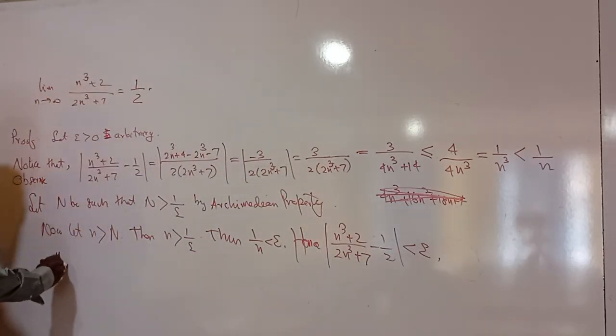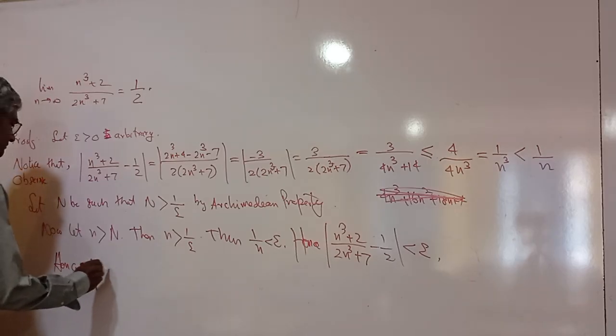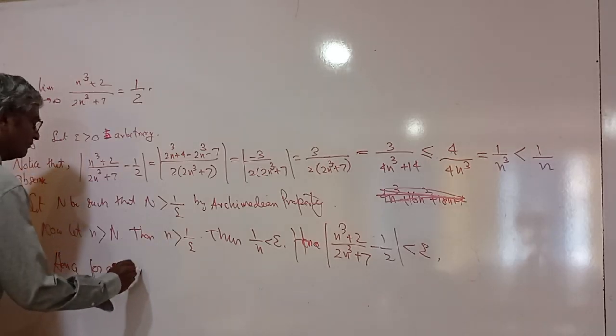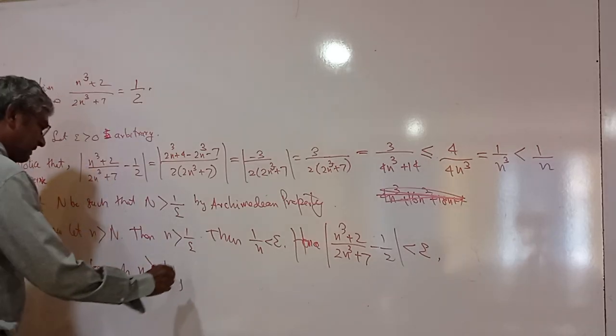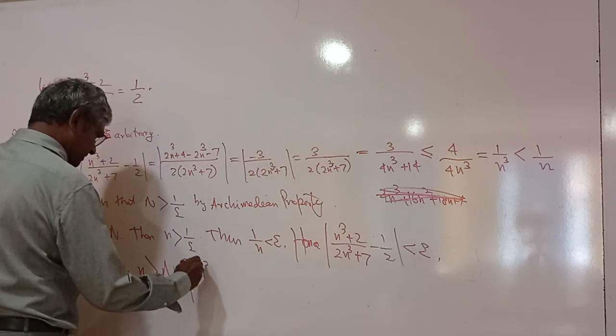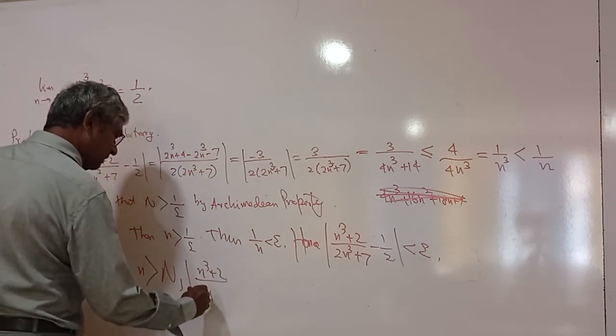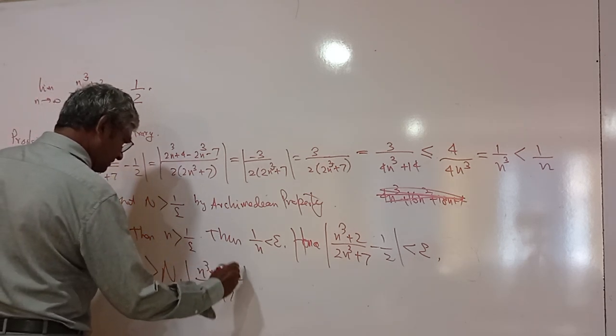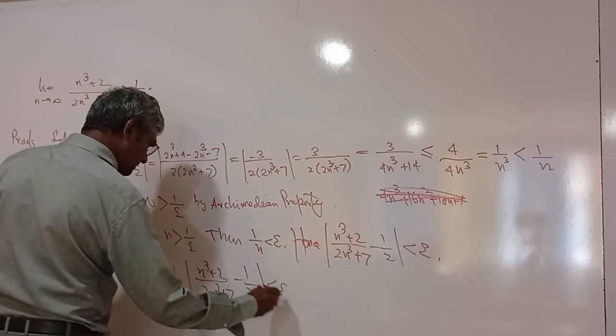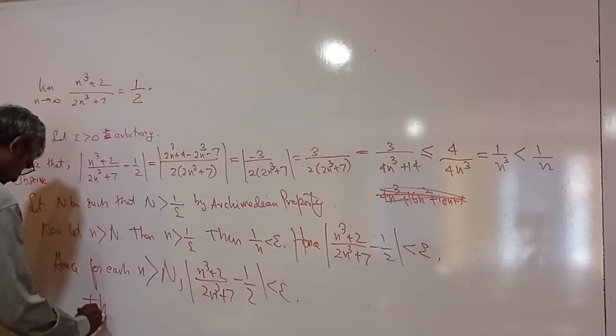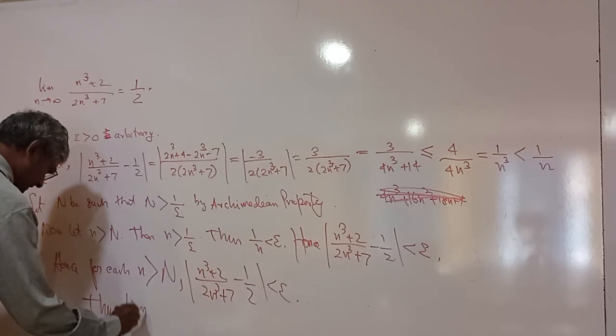Hence, for each n greater than N, the absolute value of (n cube plus 2) divided by (2n cube plus 7) minus 1 half is less than epsilon. Thus, the limit as n tends to infinity.